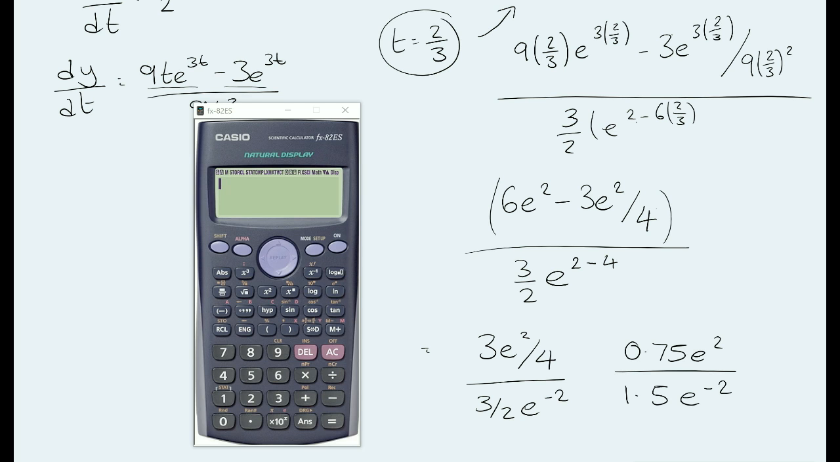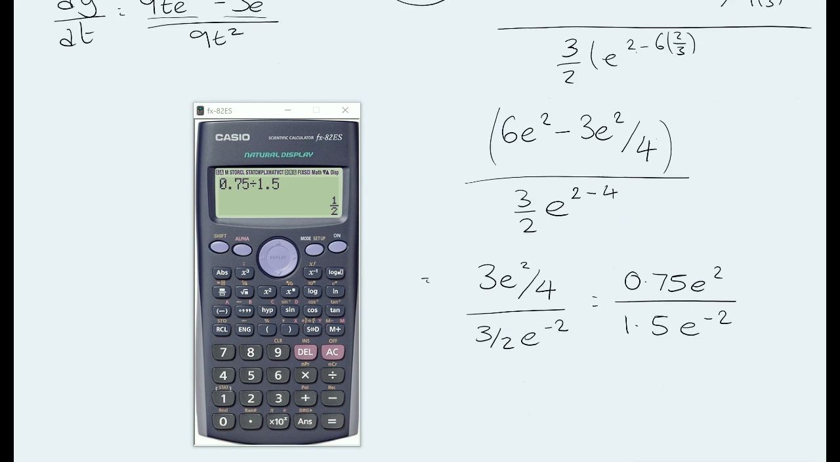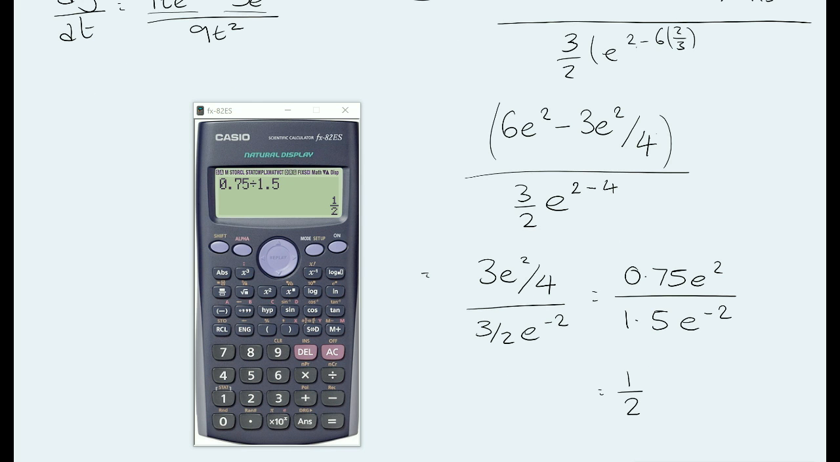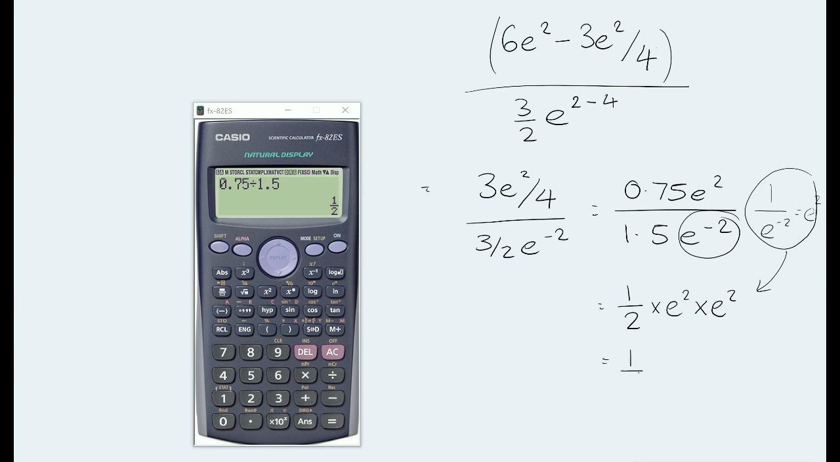So we're doing 0.75 divided by 1.5. And I'm just going to prove this using the calculator here. 0.75 divided by 1.5 is a half. So what we've actually got here is an equivalent fraction to a half. And then I've got e squared over e to the minus 2. Now this e to the minus 2 here is the same as writing e squared up on the top there. So it's not e squared over e squared, it's actually e squared times another e squared, because 1 over e to the minus 2 is the same as e squared. So I'm using that to bring myself down here, which then gives me the final solution of a half e to the 4, which is the solution in the mark scheme and what we're looking for.